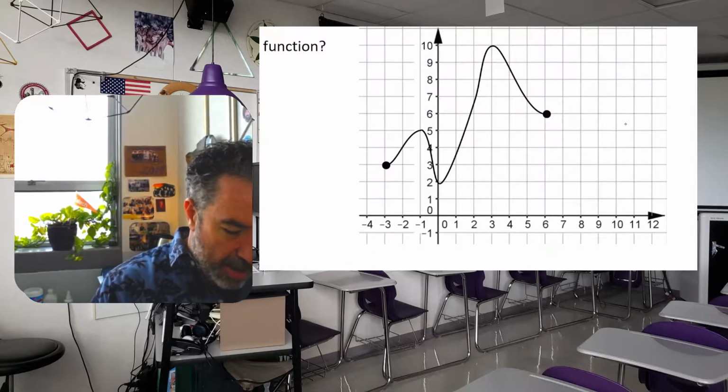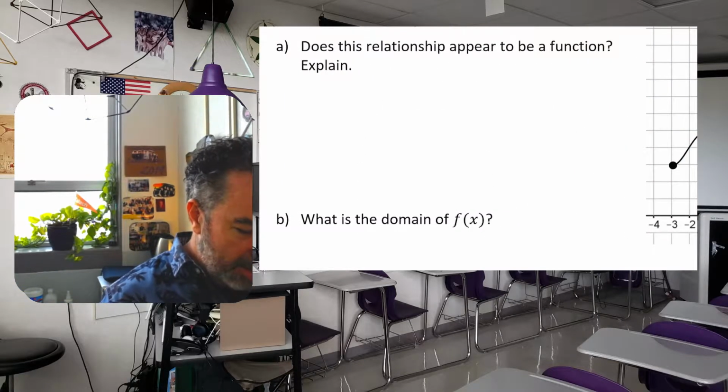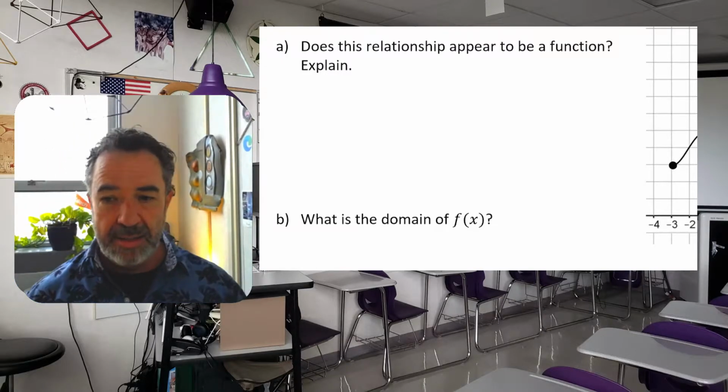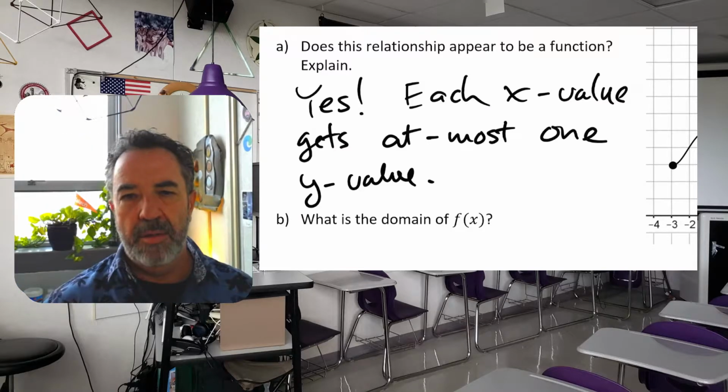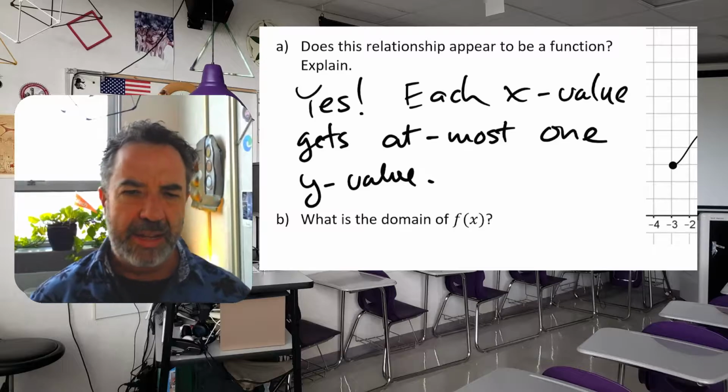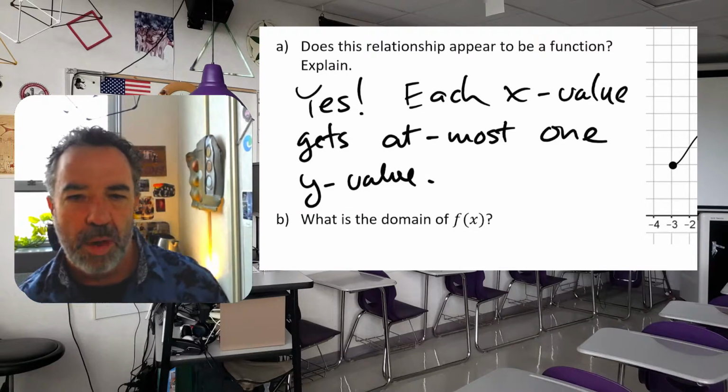So that's that first question right here. Does this relationship appear to be a function? I would say yes, and then it also says explain. So I would say yes, this appears to be a function, and then for the explain, I'd say each x value gets at most one y value.